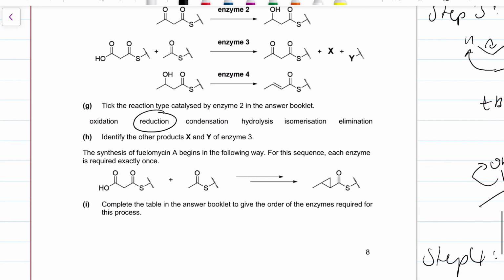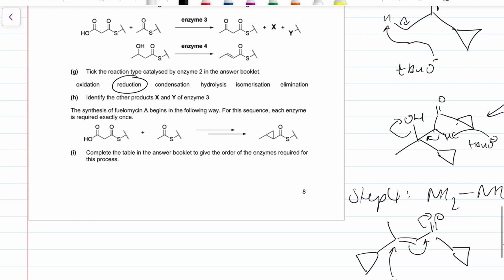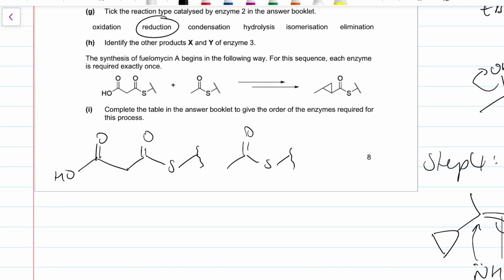Identify the other products X and Y of enzyme 3. This is pretty tricky, I think. Effectively, we just want to find a way we can get from these 2 molecules to here. Now, this is just a guess, really, as to how this might happen, and then we'll see what byproducts we come up with. So, what I'm thinking here is we've got a dicarbonyl in our compound. This hydrogen here is going to be quite acidic, or relatively acidic. So I think a reasonable first step is that we deprotonate it and we form this enolate-like nucleophile.